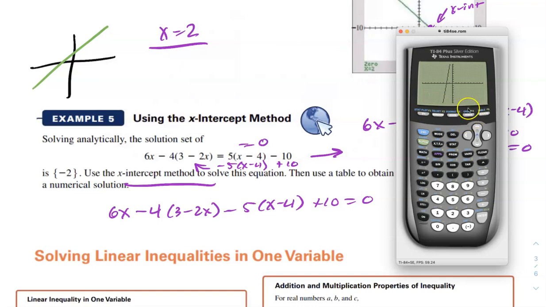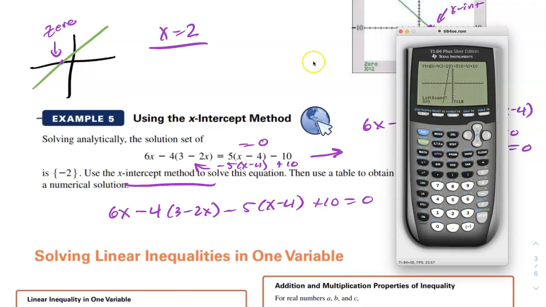If you go to the same area, we want to calculate something. So you go 2nd, trace, and calculate. Instead of finding the intersection, what I'm looking for here is a 0. So I'm going to hit number 2, zero. And then it says left bound, right bound.